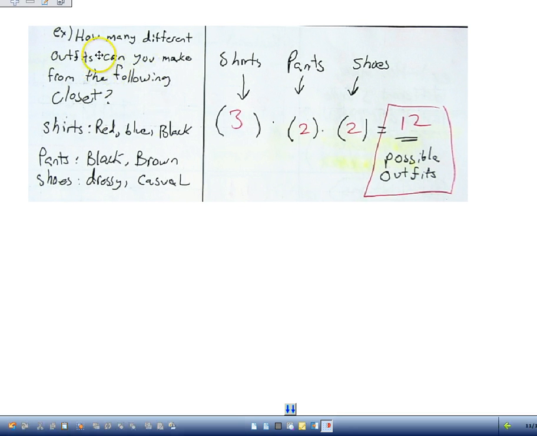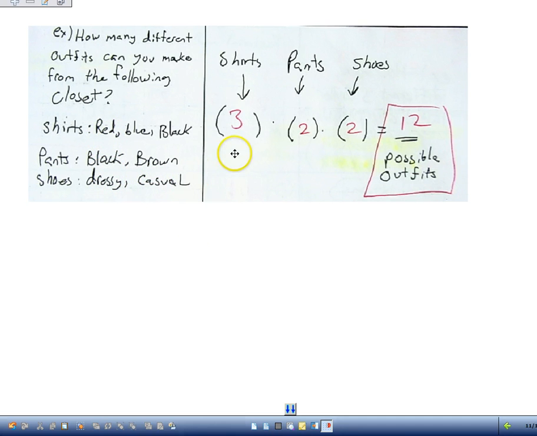For example, in the scenario where you have a particular closet with the following items inside: three kinds of shirts, red, blue, and black, 2 pairs of pants, black and brown, and 2 pairs of shoes, dressy and casual. If I want to know the total number of outfits I can make, the way I define an outfit is that a red shirt, black pants, dressy shoes is a different outfit than a red shirt, black pants, and casual shoes.